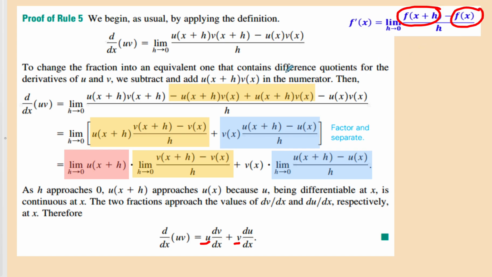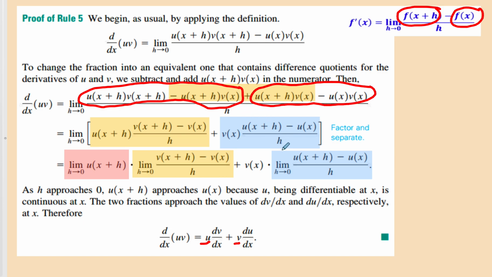Now to do the proof, what I'm going to do is add 0. Adding 0 means I'm going to subtract and add the same thing. Subtracting and adding the same thing means you're just adding 0. I'm going to take this quantity and separate it from the fraction over h, and then take this part and separate the fraction and put it over here.